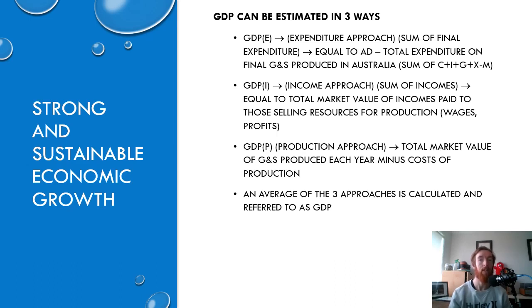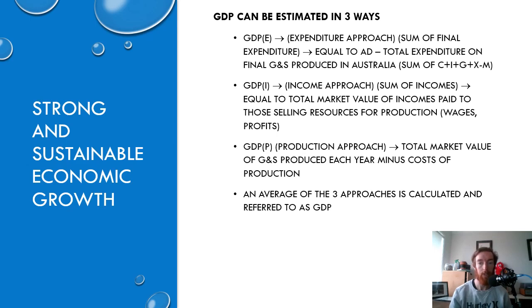So it's just the sum of consumption, investment, government, and exports minus imports. The value of AD is our expenditure approach. We've got the income approach, or the sum of incomes, which is equal to the total market value of incomes paid to those selling resources for production. So the wages and profits that businesses pay and earn, that all added together becomes the income approach.